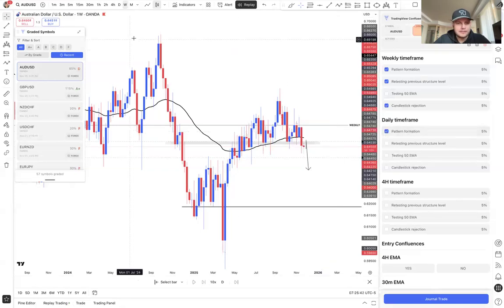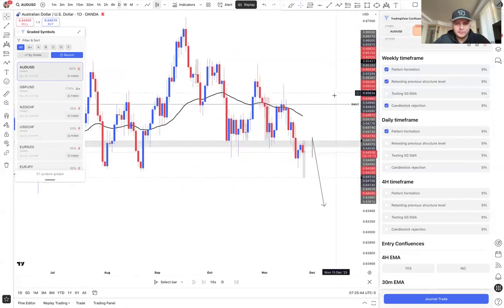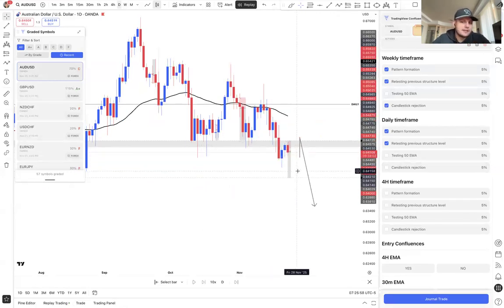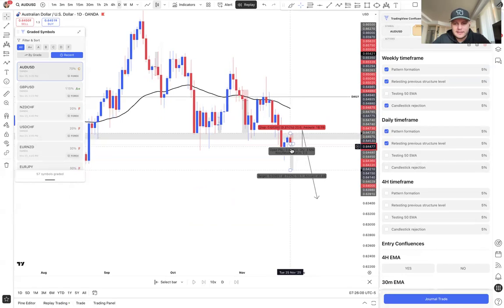After that, we have the daily time frame. On the daily time frame, we also have a head and shoulders. So we're retesting previous structure. And we don't necessarily have a candlestick rejection just yet. This could count as a doji, and I feel like you could potentially use that. But if this current candle closes with a bearish engulfing or a doji, at that point we will have more confirmation for that.